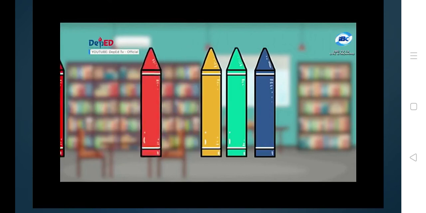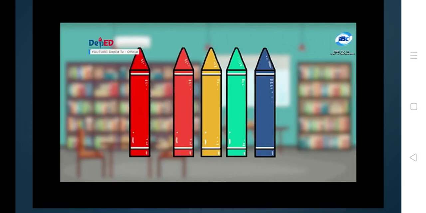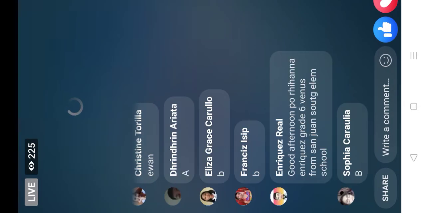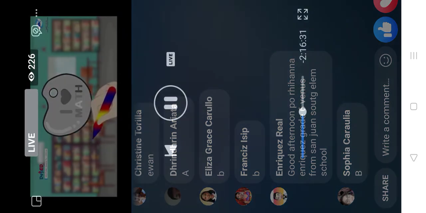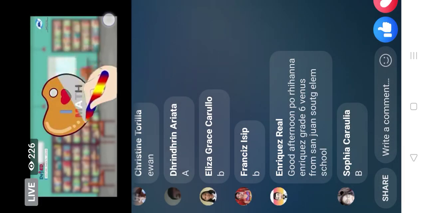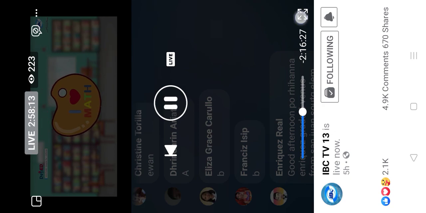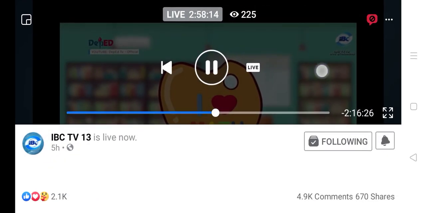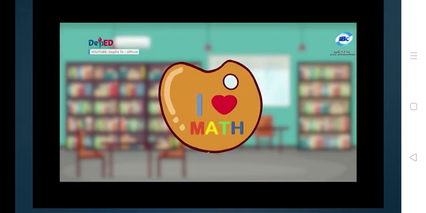Look at the crayons! Go, Anna and Tonyo! Make your art plate colorful! Wow! I love math! Thank you, Anna, Tonyo, and Mathly buddies!